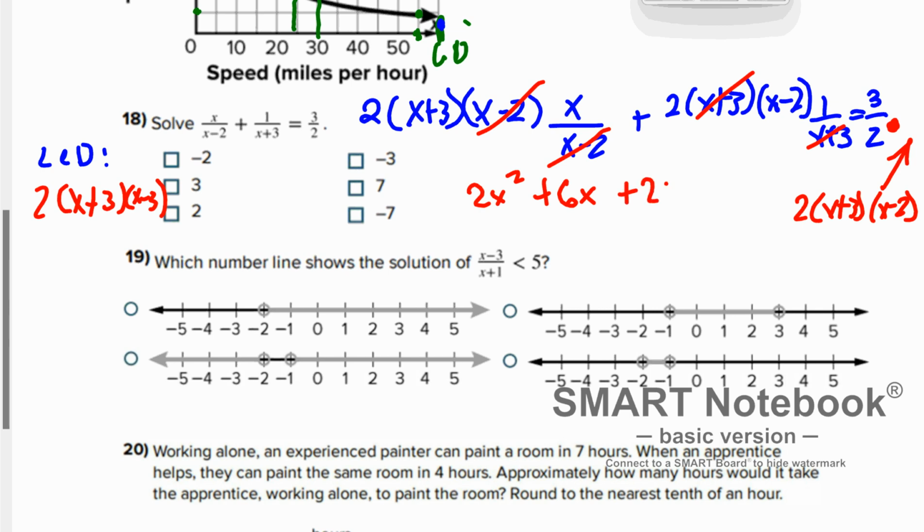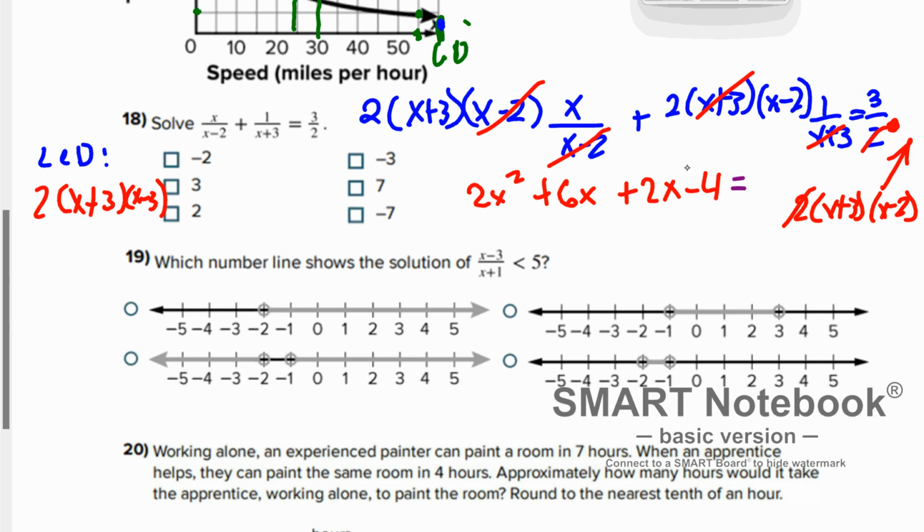So plus 2x minus 4. And then here, only the 2 is going to cancel, right? So there we have 3 times this quadratic here, right? So we get this quadratic. And let's go ahead and switch colors. And so we get x squared, so a 3x squared.